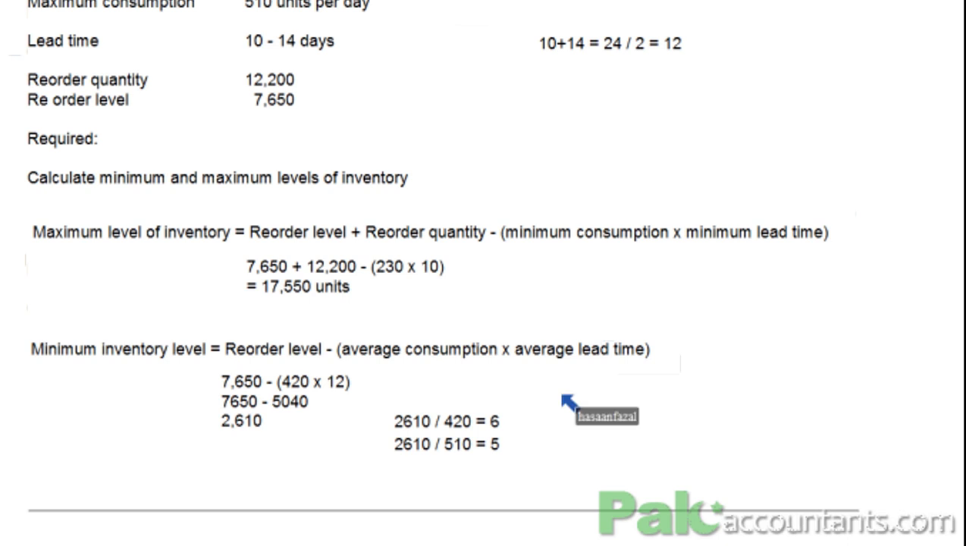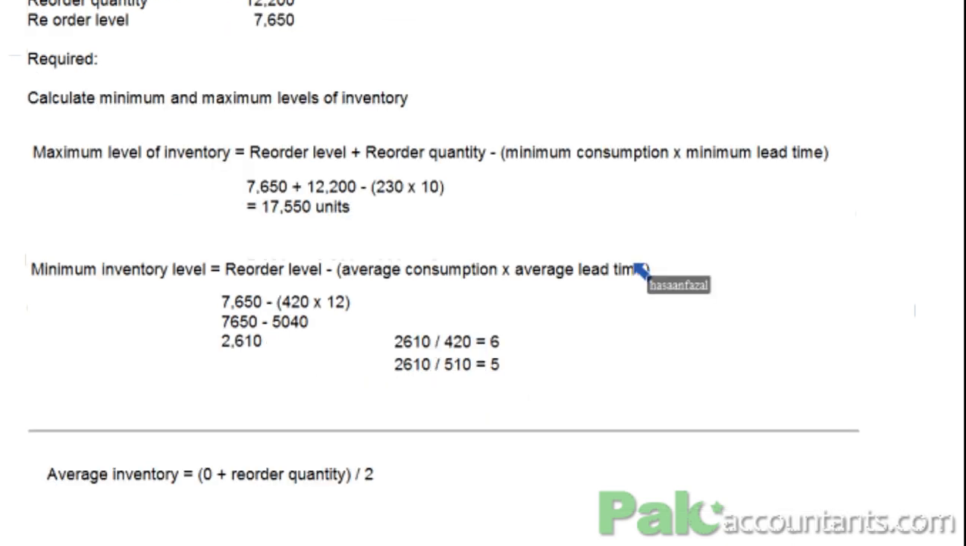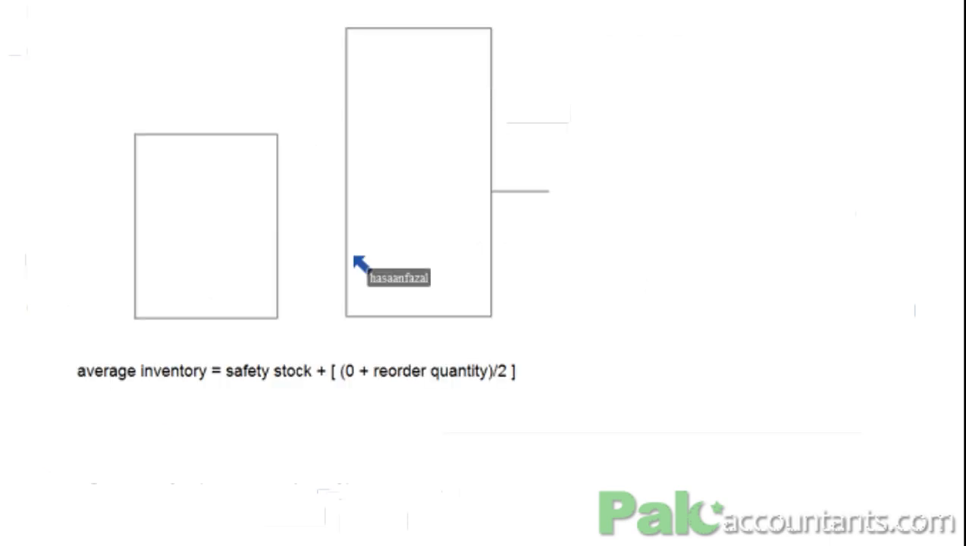So next time, if your question has safety stock and you're not given the value of average consumption and you have to calculate minimum inventory level, you will be calculating average inventory not with the regular formula that we already know. If safety stock is given in the question, you will be applying this formula to calculate average inventory.